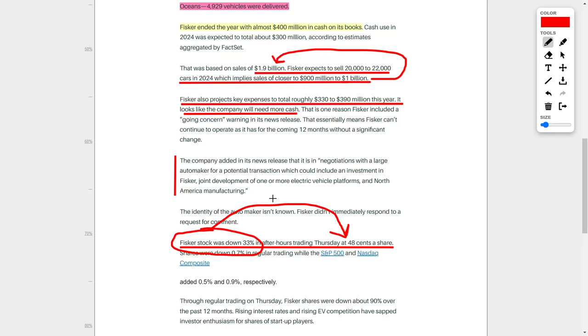For me personally, I do not own this company, because I believe there are far better electric vehicle companies on the market right now, but I would love to hear your thoughts down below about Fisker.